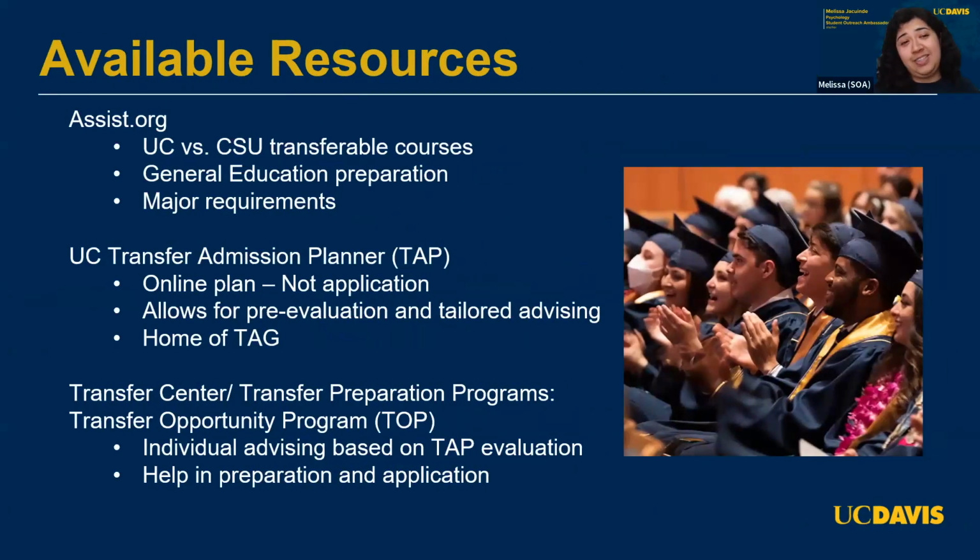We've already mentioned assist.org. It's a great place to find UC and CSU transferable courses. It has articulation agreements and major guides to help identify what courses transfer from your community college to your transfer school of choice. And if you're interested in UC campuses, you should also create a UC TAP account as soon as possible. That is short for the Transfer Admissions Planner, and it is a UC tool that helps transfer students track their progress. It also allows for UC reps to do a pre-evaluation and give you tailored advising. TAP is also the home of the Transfer Admissions Guarantee, or TAG.